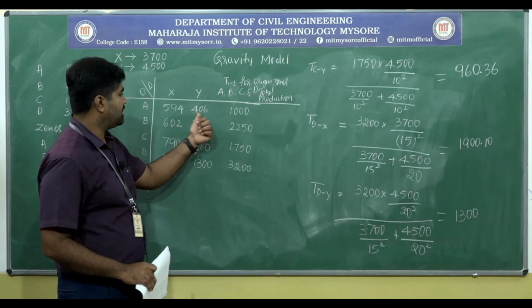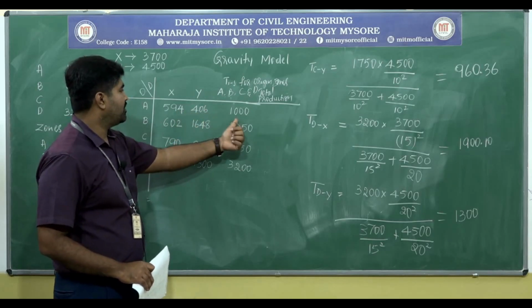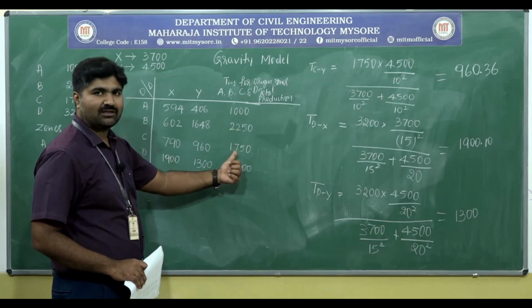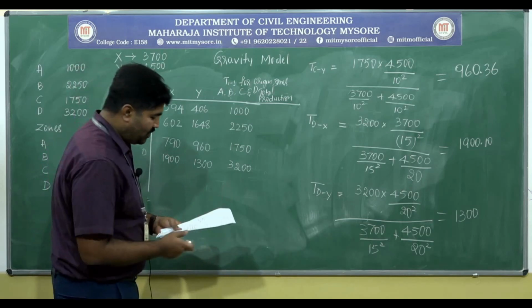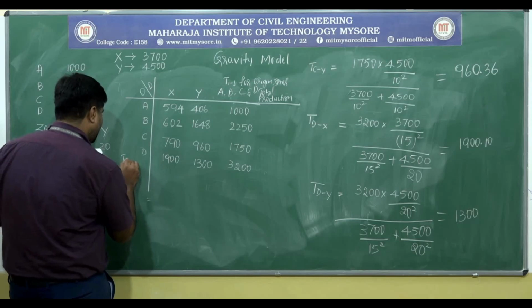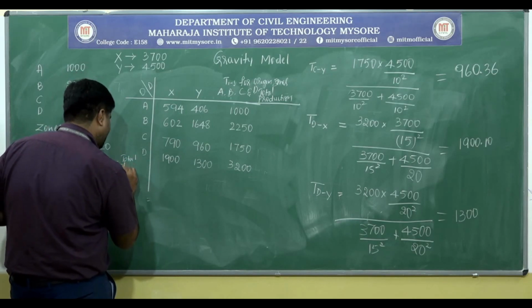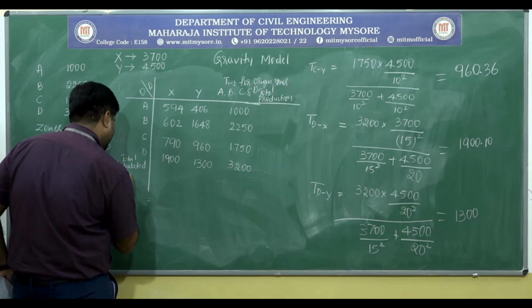Now the total production has been distributed. We have to find the total of this. We will get 1000, 2250, 2250, next 1750, and last 3200. Here, total calculated attraction.